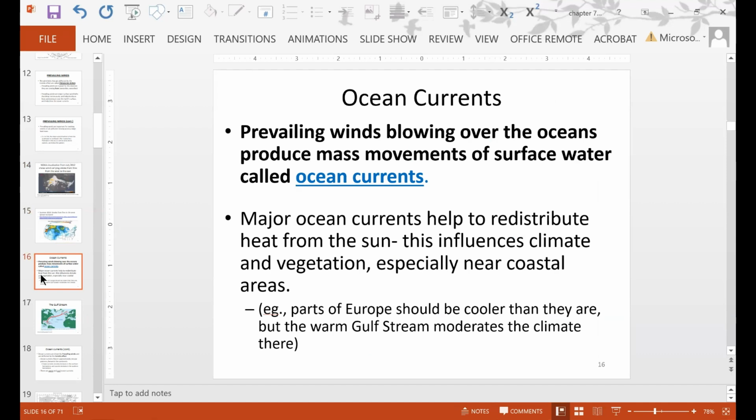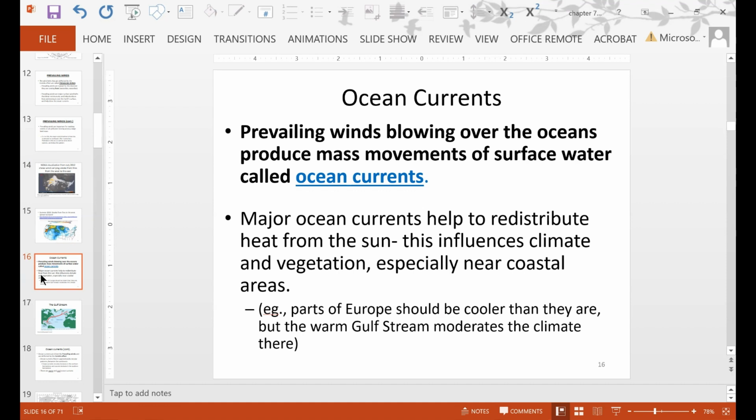Prevailing winds that blow over the oceans produce mass movements of surface water, and the mass movements of surface water are called ocean currents. And ocean currents help redistribute heat from the sun. So the ocean in the equatorial region is getting a lot of heat from the sun, and then the ocean currents bring some of that heat poleward. So this influences climate and vegetation, especially near coastal areas.